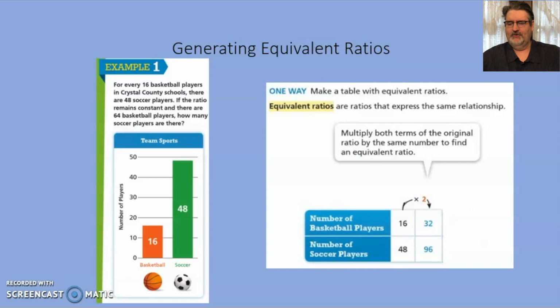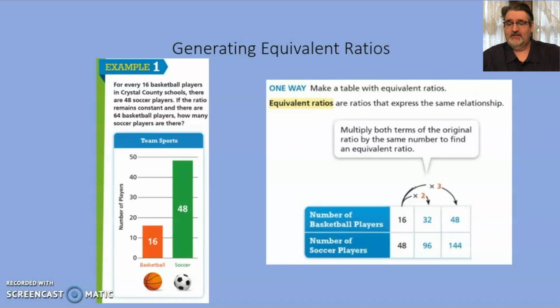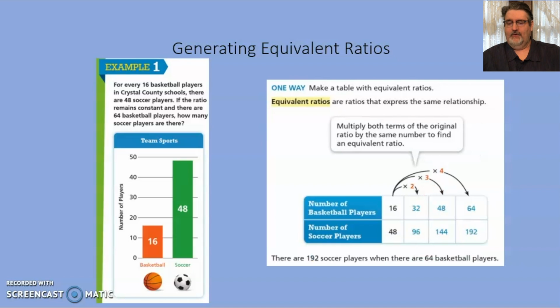So 16 times 2 is 32, and 48 times 2 is 96. To find the next one up, 16 is multiplied times 3, and you get 48, and 48 times 3 is 144. Well, when we get to 16 over 48 times 4, we get 64 over 192. And so that gives us the answer that there are 192 soccer players when there are 64 basketball players.